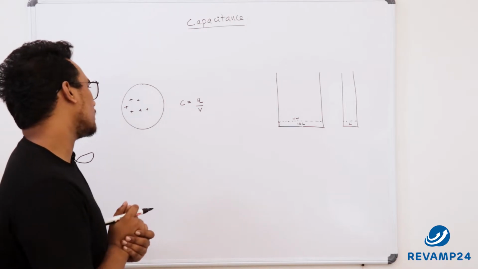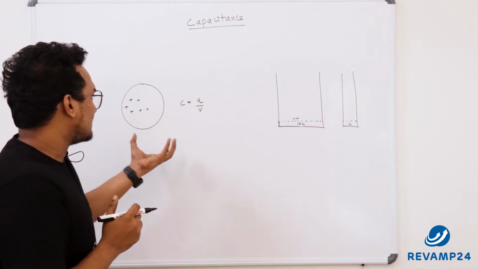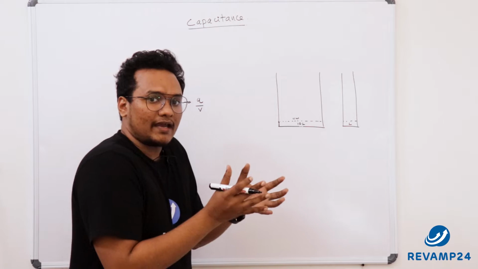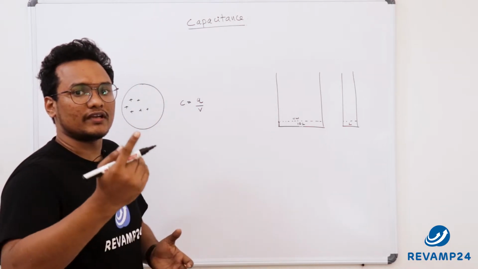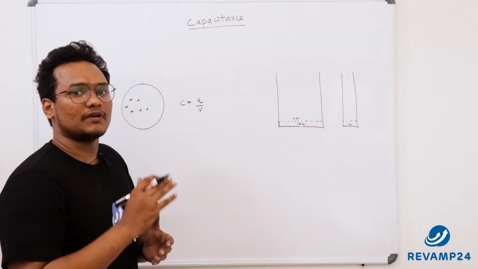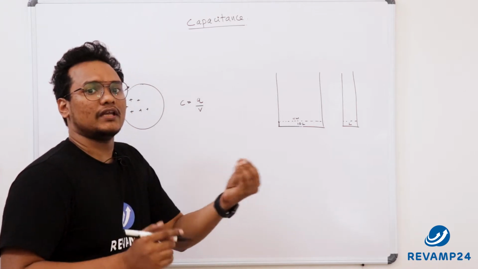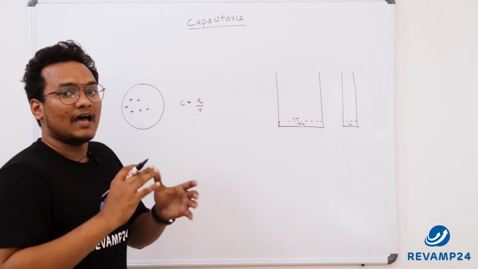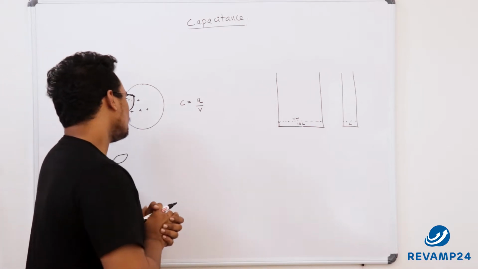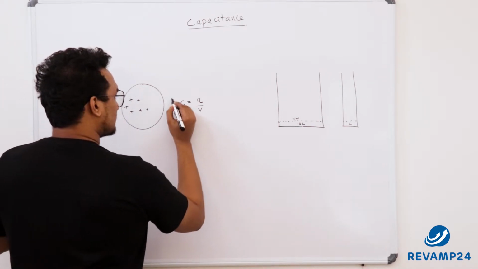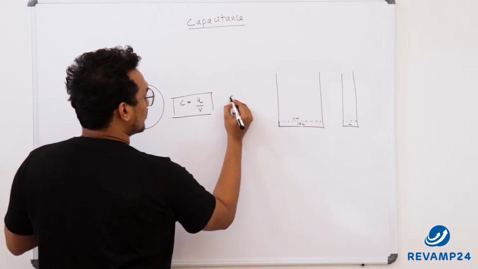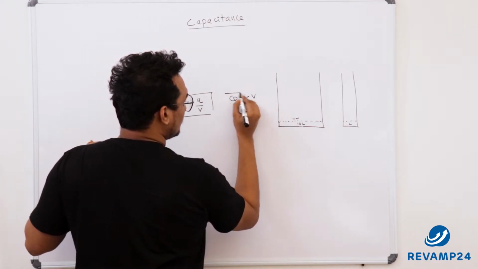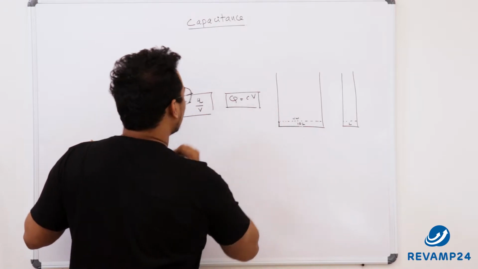So capacitance is the charge added to the system to increase its voltage by 1 volt. In a certain system, we can add maybe 10 coulombs to increase 1 volt. In another system, to increase 1 volt, we can only add 1 coulomb. So the one where we have added more charge has higher capacitance. Now this is the equation: C is equal to Q by V, or Q is equal to CV. This is a very important relation.